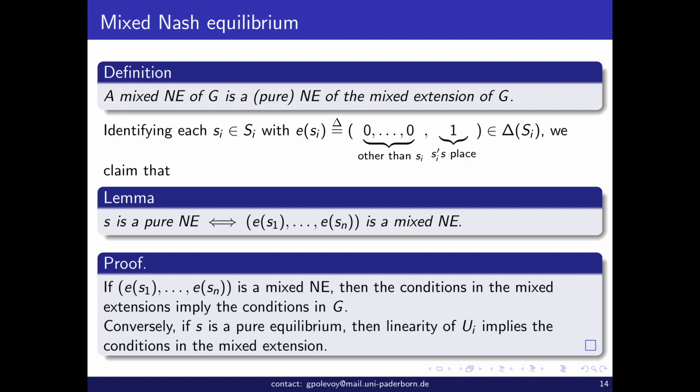A pure strategy profile is a pure Nash equilibrium of the original game if and only if the same profile, viewed as the mixed strategy which plays this pure strategy with probability 1, is a Nash equilibrium of the mixed game, the new game, that is, a mixed Nash equilibrium.